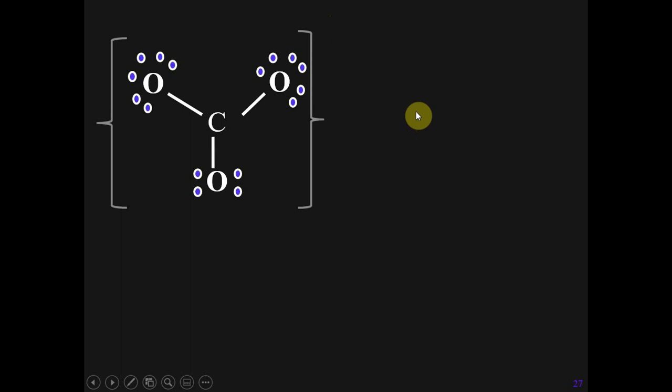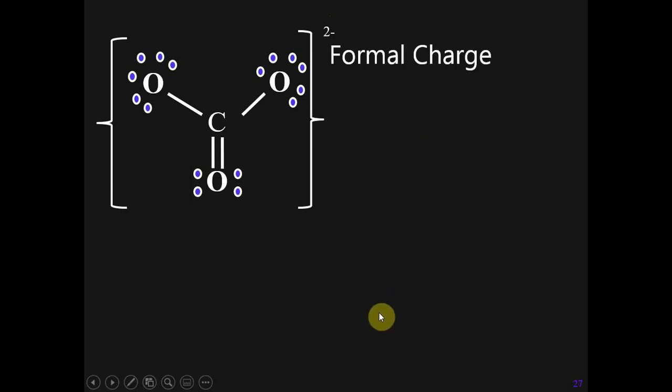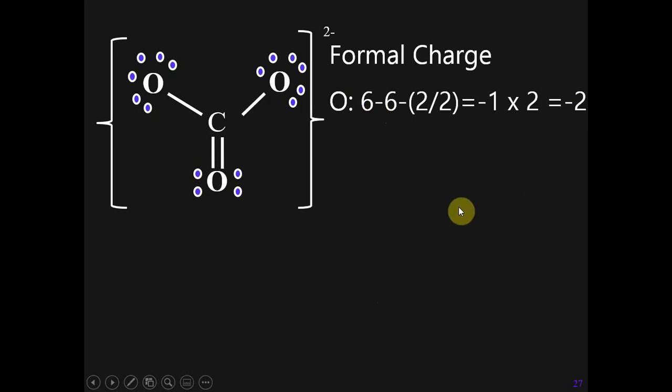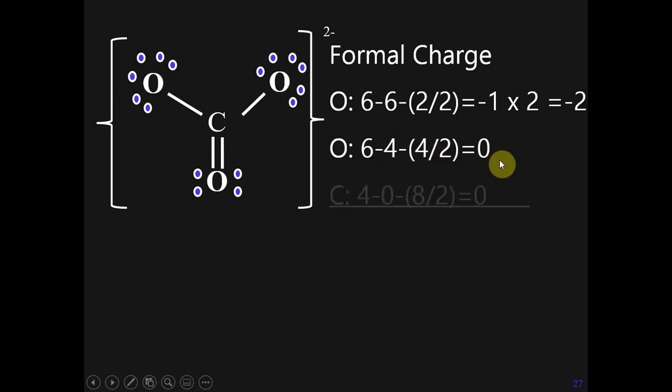Let's take a look at this other option, where we take a pair of electrons and put it into the middle to create that double bond. Now let's look at the formal charge for this. We've got 2 types of oxygens here. The singly bonded oxygens look the same as before. The double bonded oxygen, though, is 6 minus 4 minus 4/2, which is 0. And then the carbon is a 0 as well, because now it has 8 electrons instead of just 6.